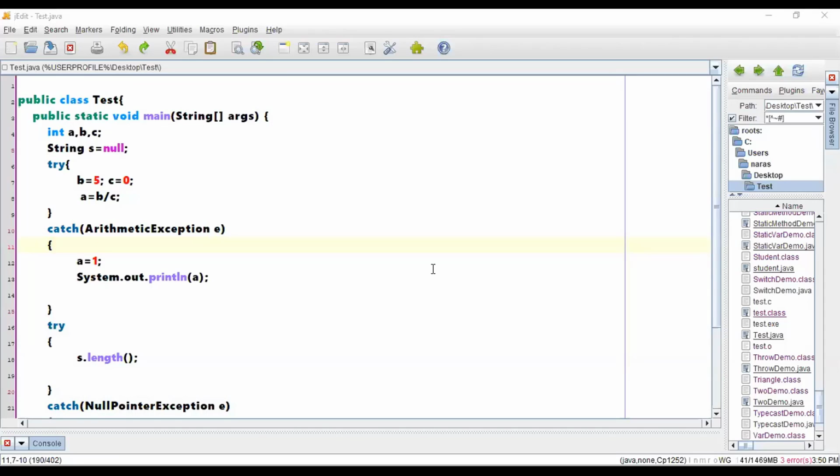Is there any exception handled for a syntax error in Java? Syntax errors will be considered as an error, not an exception.